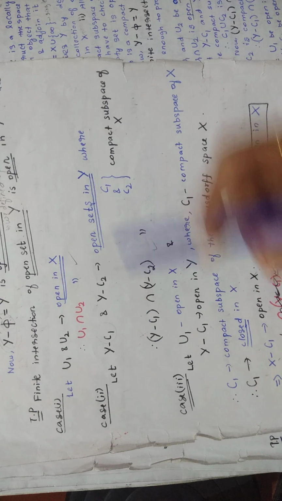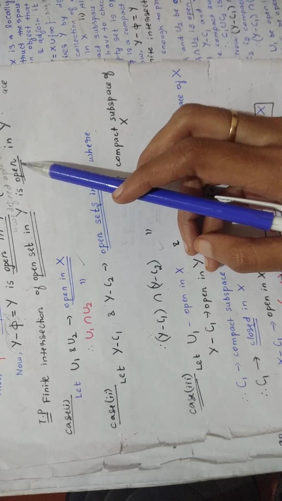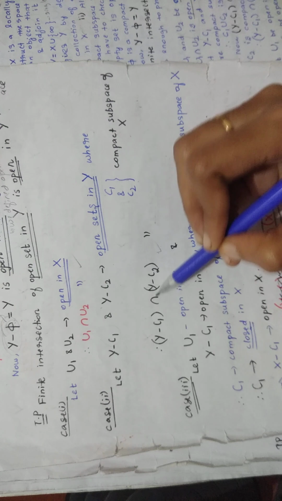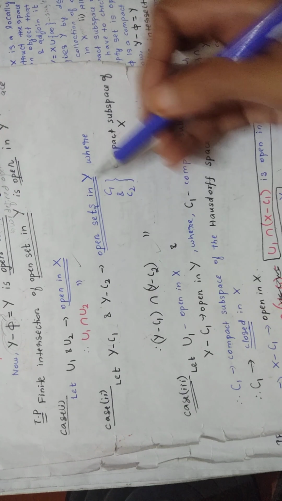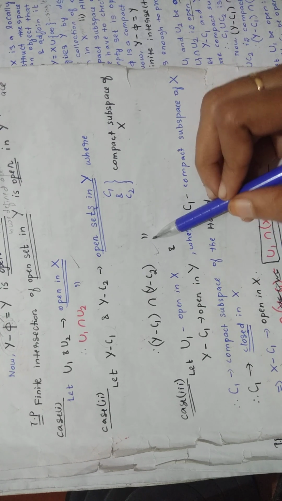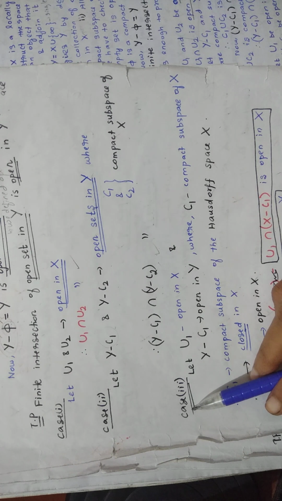So you are finding the intersection, because you are proving that the finite intersection of open sets in Y is open in Y. The intersection will also be open in Y, because if these two are open in Y, then the intersection of those two open sets will also be open in Y. So that is what you are writing. Can you understand me? Okay. Now let's pass on to case 3.